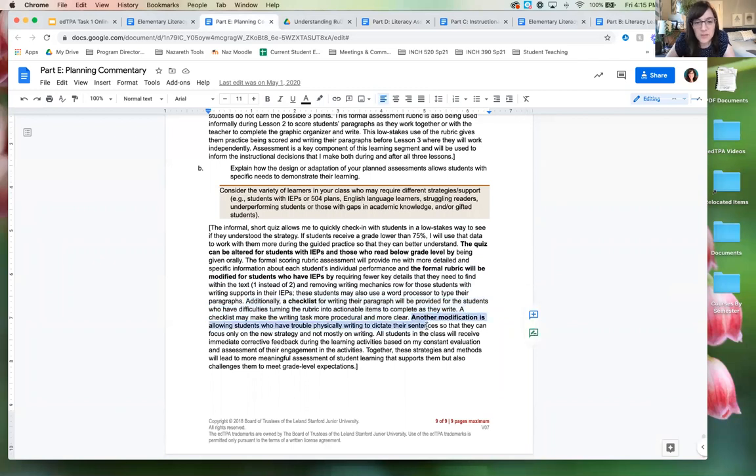Excellent. Another modification is allowing students who have trouble physically writing to dictate. That's part of their IEP goals. All students in the class will get immediate corrective feedback. That's just good. Constant evaluation. Together, these strategies will make meaningful assessments of student learning that support them, but also challenge them to grade level expectations. Really good modifications of assessments going on here for the rubric, for the writing activity, find modifications that meet the IEPs for the informal assessment.